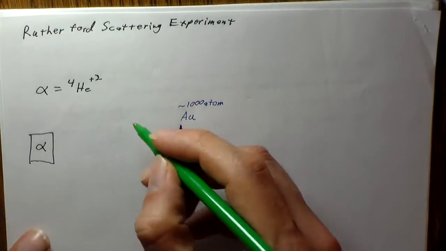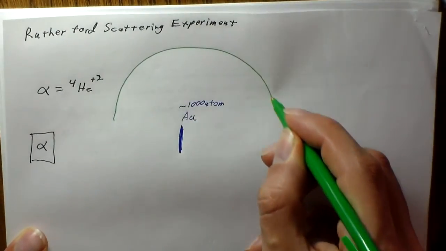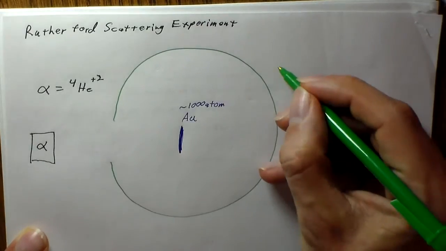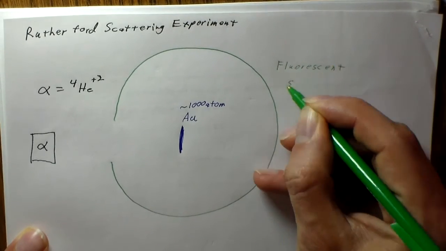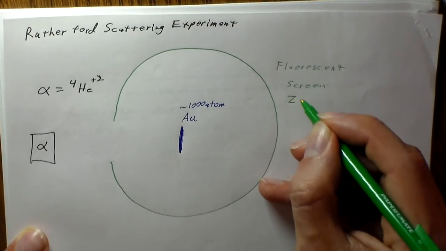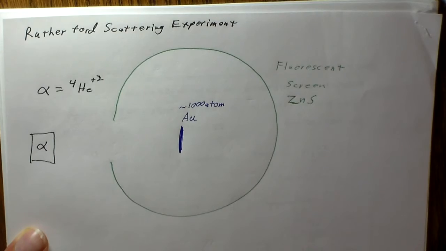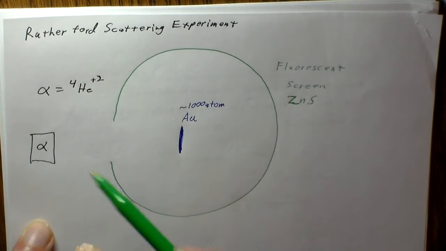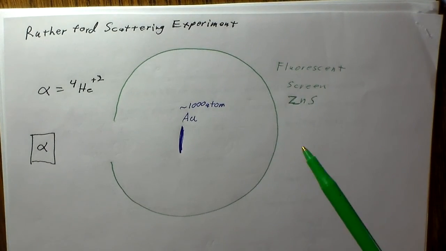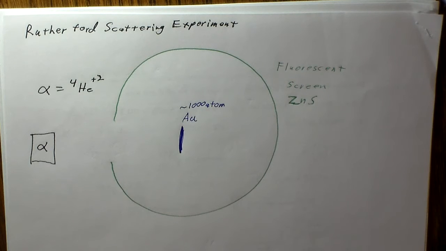All right, and then surrounding this was a fluorescent screen. So this is a fluorescent screen, and this is made of zinc sulfide. So what would happen is when the alpha particle strikes the zinc sulfide, a little flash of light will be given off, and then you can make a little mark where that alpha particle actually hit. So this was the way that they could detect the alpha particles in those days.